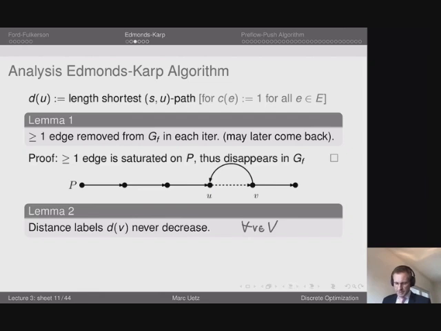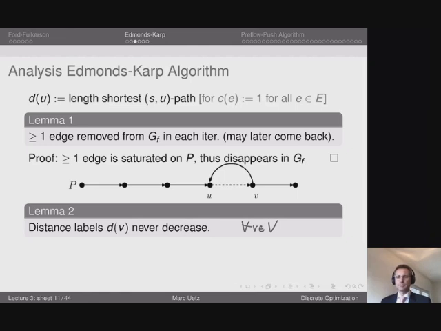The next observation is that the distance labels, and here the distance labels refer to the current length of a shortest path from S to U. Okay, so d(u) is the length of the shortest S-U path, where the lengths of the edges are considered to be 1, so we are counting the number of edges only. We are looking at these distance labels throughout the iterations of the algorithm. These distance labels are recomputed in each of these iterations because we have changed the residual graph. And the claim is, when we do that, these distance labels are monotonically increasing, so they will never go down.